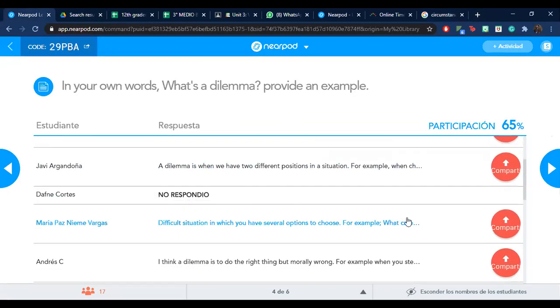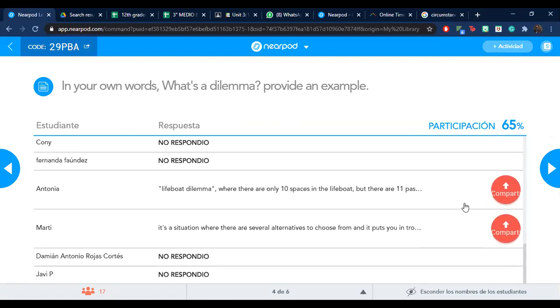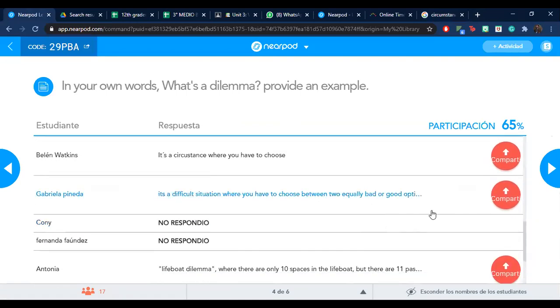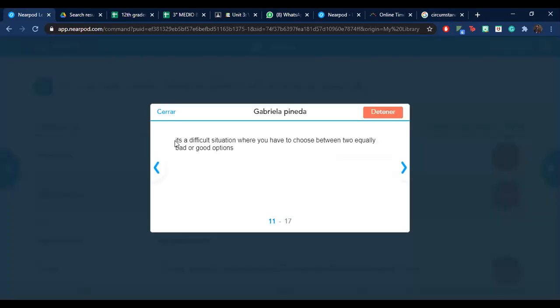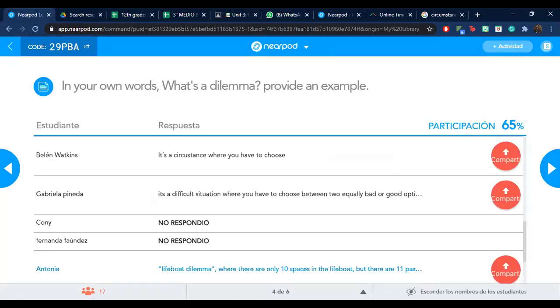And then we have Janelas. We mentioned Janelas, and then we mentioned Miss Belen. Yes, it's a circumstance. It's a difficult situation, Gabby, where you choose between two equally bad or good options. Yes, two equally bad. And that's the problem, that both are kind of equal. The consequences look kind of a bit similar, and both are difficult to make.